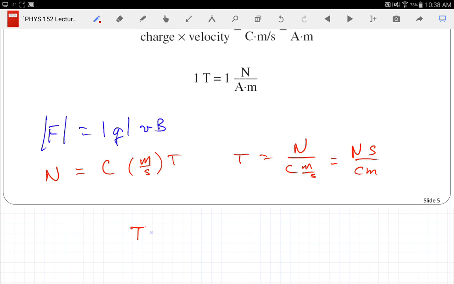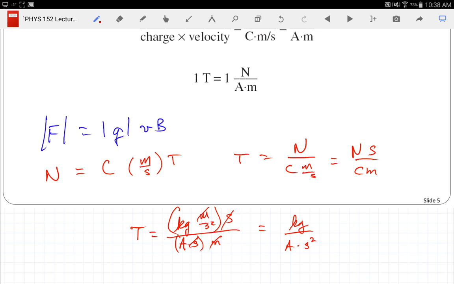I also have to use that a Newton is a kilogram meter per second squared. So putting in fundamental units, there's the Newton. There's a coulomb. A coulomb is an ampere times a second. And now I can cancel my meters, cancel one second, and that's kilogram per ampere times seconds squared. So that is putting it in terms of the base SI units.